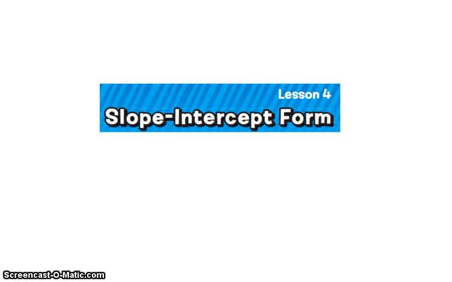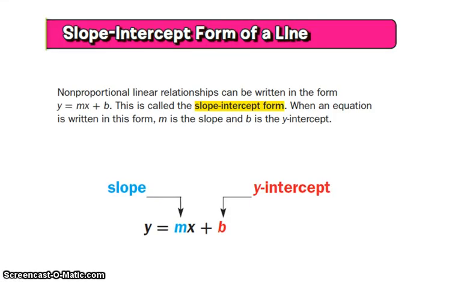Lesson 4 is on slope-intercept form. So again, we're going to continue working on slope. This is going to be a little bit different from direct variation in pretty much about one or two ways. And we're going to talk about that as we go through the slope-intercept form. And you're visually going to see some of the differences. Okay? Well, what exactly is slope-intercept form?